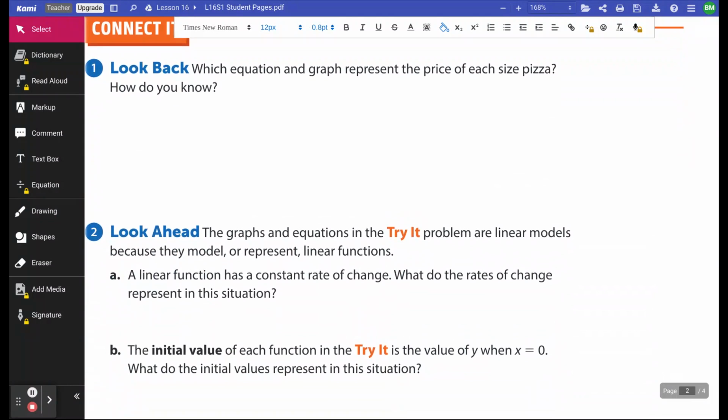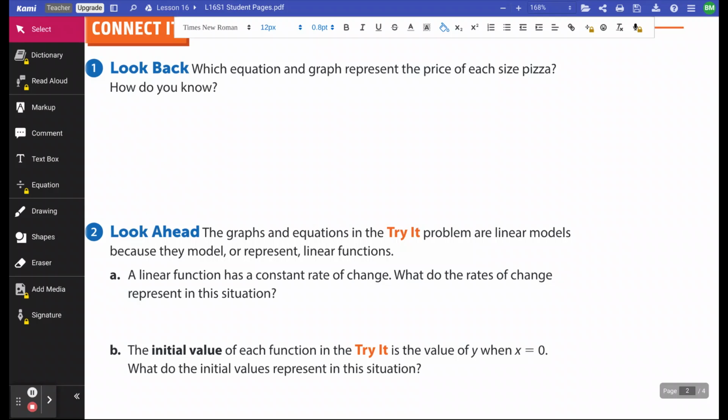In connected number 1, you're asked to look back at that try it problem. And you're asked which equation and graph represent the price of each size pizza, and how do you know? And we just answered all of that previously, so I'm not going to write anything in my book, but I want you to make sure that you write in your book which equation is the small pie, which equation is the large, and which line, blue or pink, is small and large, and how do you know?